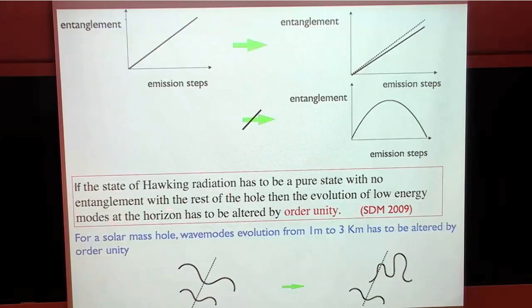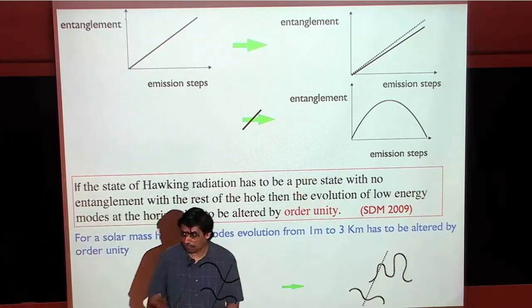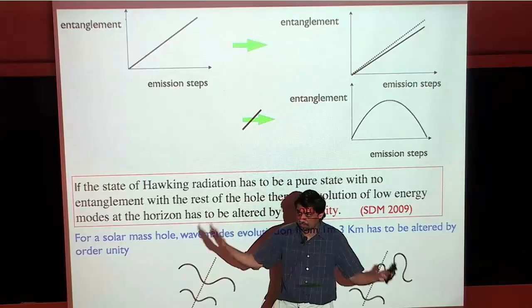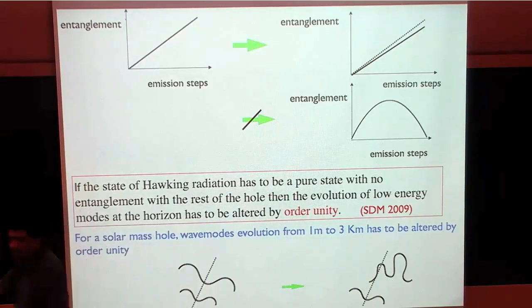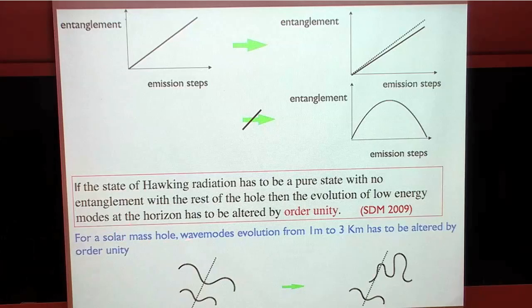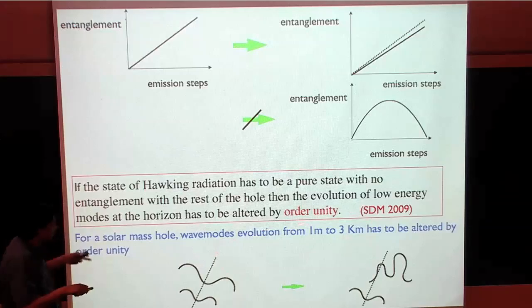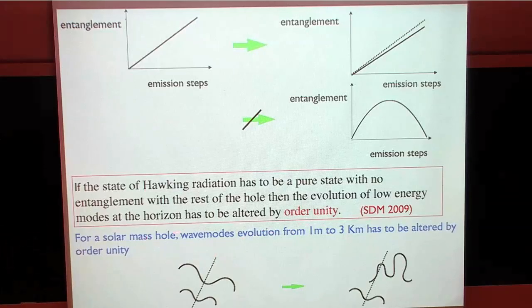I'm saying that from this strong subadditivity, if you add no other assumption, you can't actually find, exactly as Juan was saying, anything more. The only thing you can find is that the modes which are actually going to make it out as Hawking radiation are corrected by order 1. I wrote it out very explicitly: the normal evolution from 1 meter to 3 kilometers for a solar mass black hole has to be altered by order unity, and let me also add S-wave, because they are the S-wave ones that come out. That's all that you can actually prove with this, right?